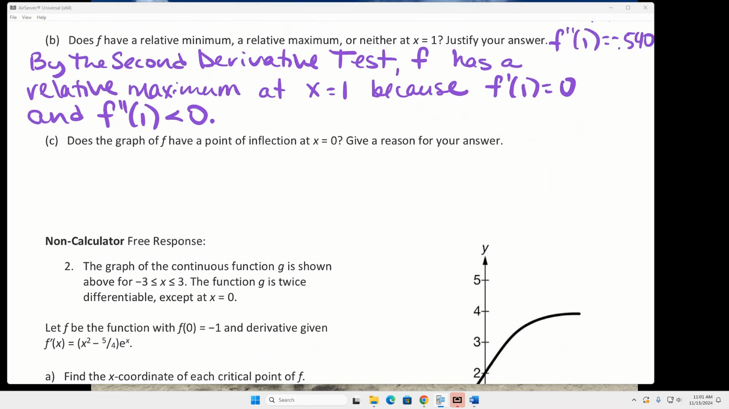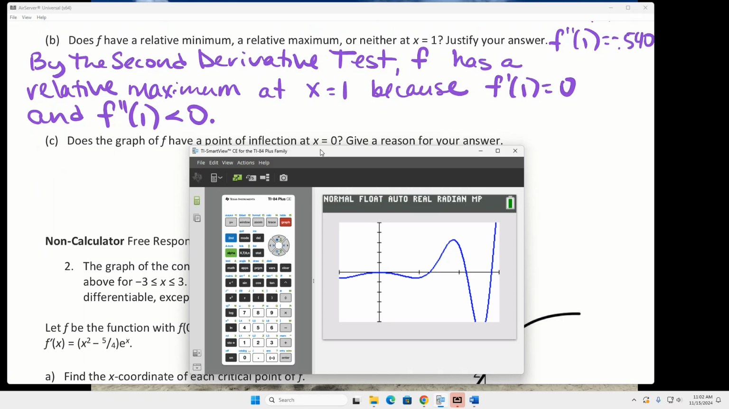Okay, and then C just asks, does the graph of f have a point of inflection at 0? So let's go back to the graph of the second derivative. What has to happen on the second derivative for there to be a point of inflection? Changes sign. Does that happen at 0? It doesn't. So we're going to say no.